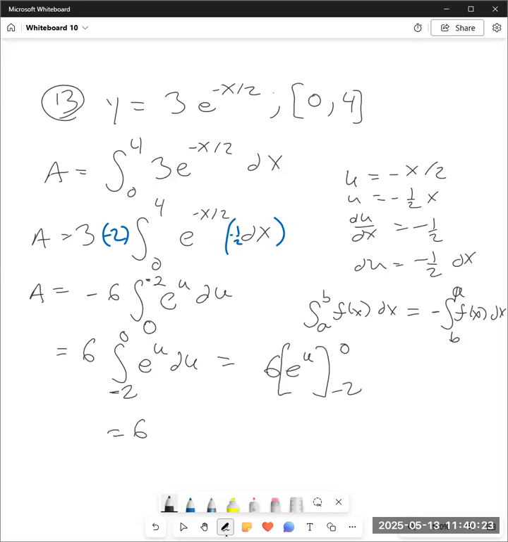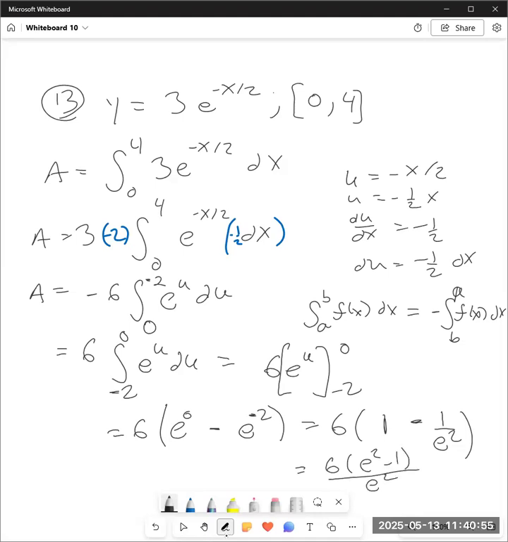So that's 6 times e to the 0 minus e to the negative second, which will be 6 times 1 minus 1 over e to the second. And let's see, that is equal to 6 times e to the second minus 1 over e to the second. Exactly.